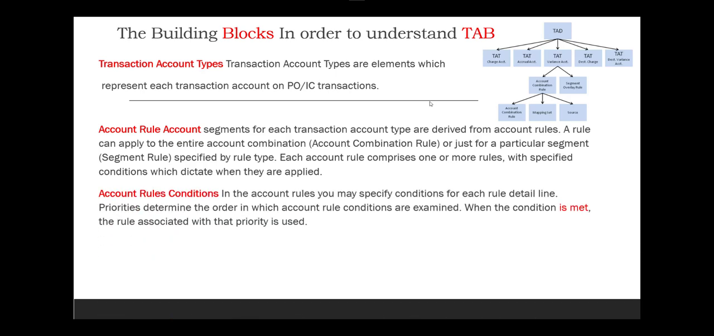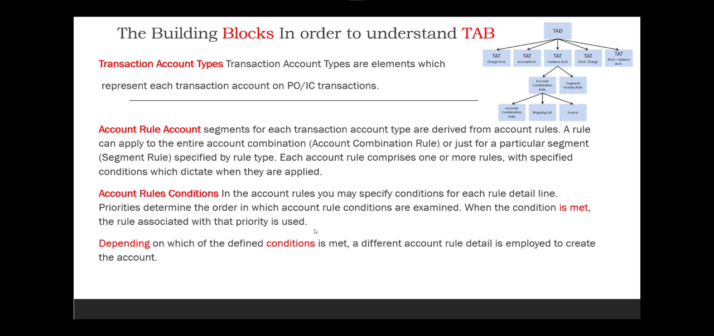Account rule conditions: in the account rules you may specify conditions, because as we said, by default the rules may not match your requirement, so you are going to create your custom TAT. Why? Because you have specific conditions. So these specific conditions you have to assign through account rule conditions, depending on specific attributes, transaction type, amount, and so on. When the condition is met, the rules associated with that priority are used. Depending on which of the defined conditions is met, a different account rule detail is employed to create the account.